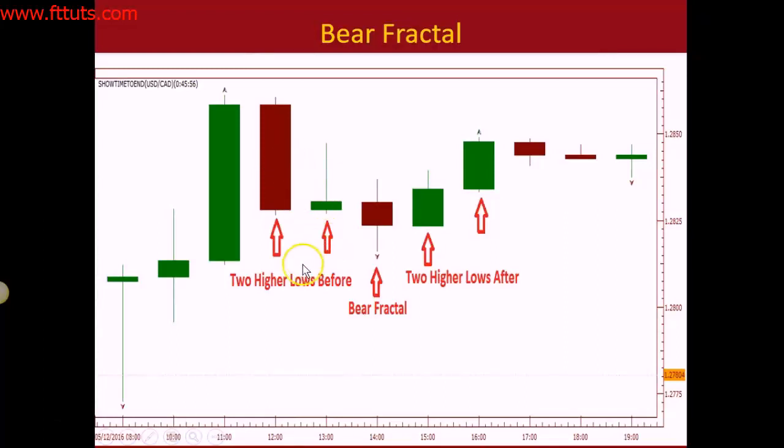It would be to the downside, where you have two higher lows before the fractal and two higher lows after the fractal. So here's the low of the fractal, and these two lows are higher than that fractal. And these two lows after the fractal are higher. So basically the five, you can see the five bars there.